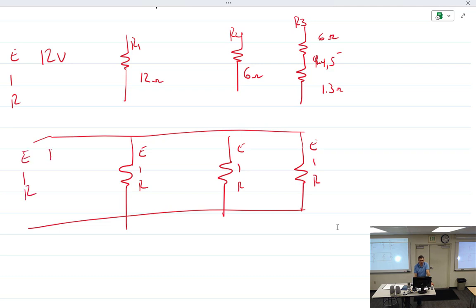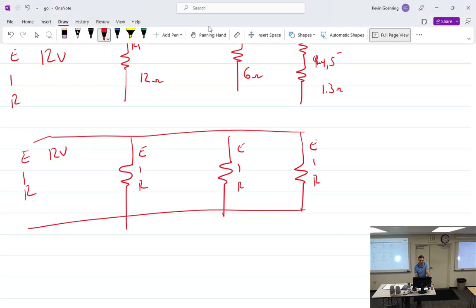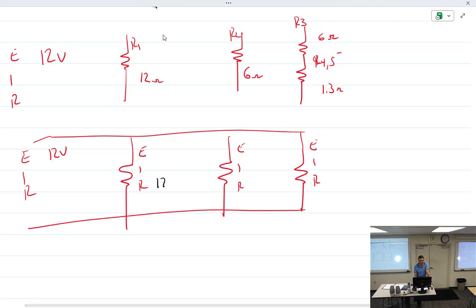E = IR, so we have 12 volts. Resistance here is 12. We just carried it down. Resistance here is 6 ohms. What is my resistance here? 7.3. Everybody see where I got 7.3?